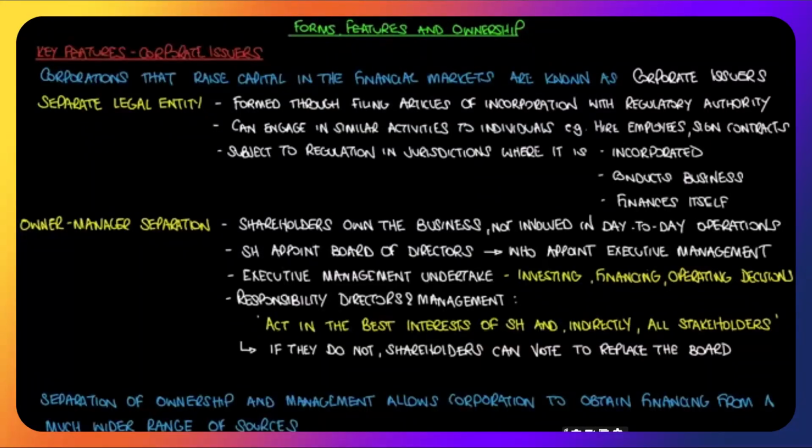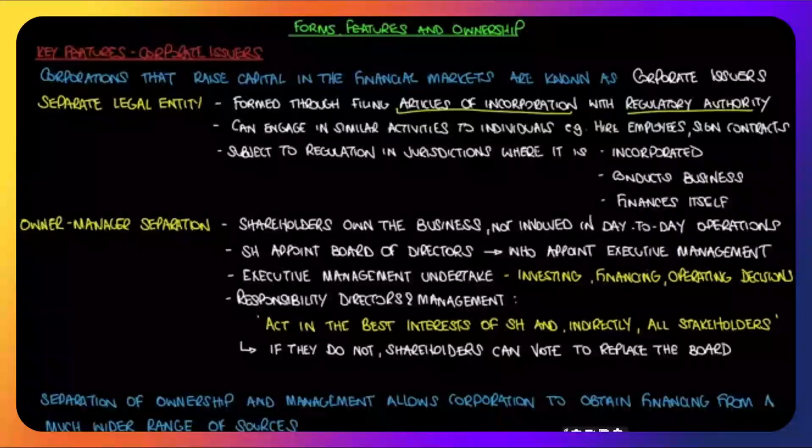A bit more detail on them. We talked about these features already, but let's see what they mean. Separate legal entity, we said. It's a separate thing that gets taxed, but you have to form this separate legal entity through the filing of articles of incorporation with some regulatory authority. Obviously it depends on the jurisdiction you're in. And worth pointing out, this is a global exam. So they're not going to focus on any one set of rules and regulations and how you incorporate. We're not doing a corporate law exam.